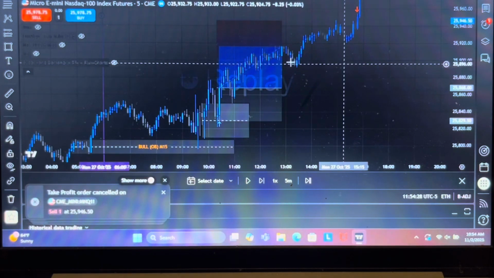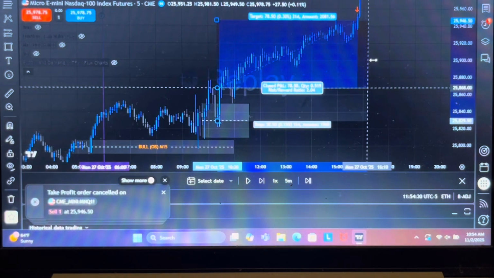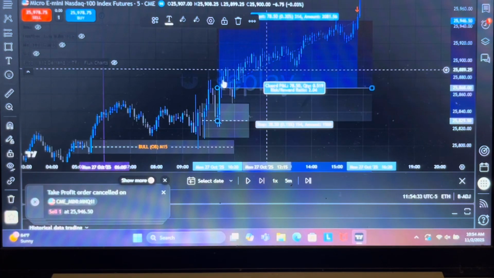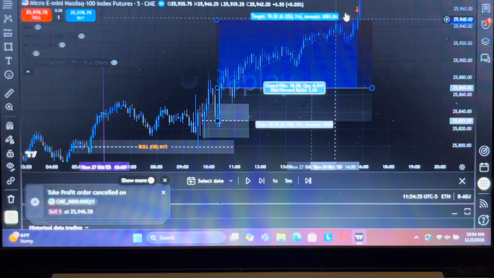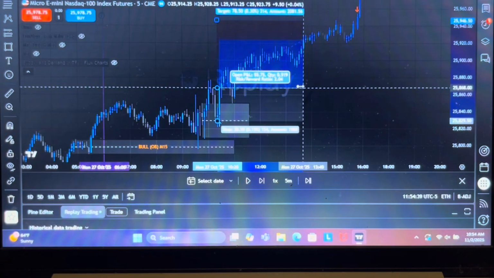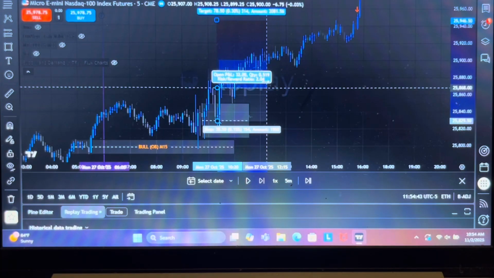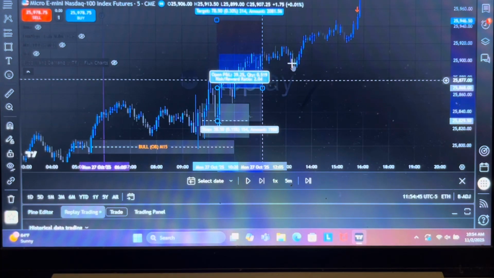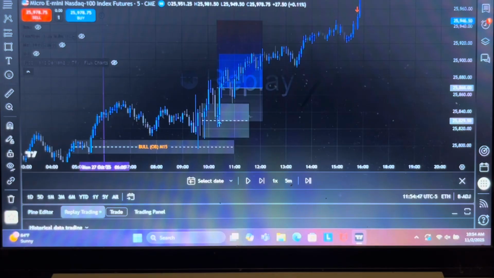So let me adjust it, and yes, it eventually hit my TP around 4 o'clock. So yes, it would have hit my TP a lot past my actual trade session. So I'm going to go back to where I probably initially would have gotten out of the trade.